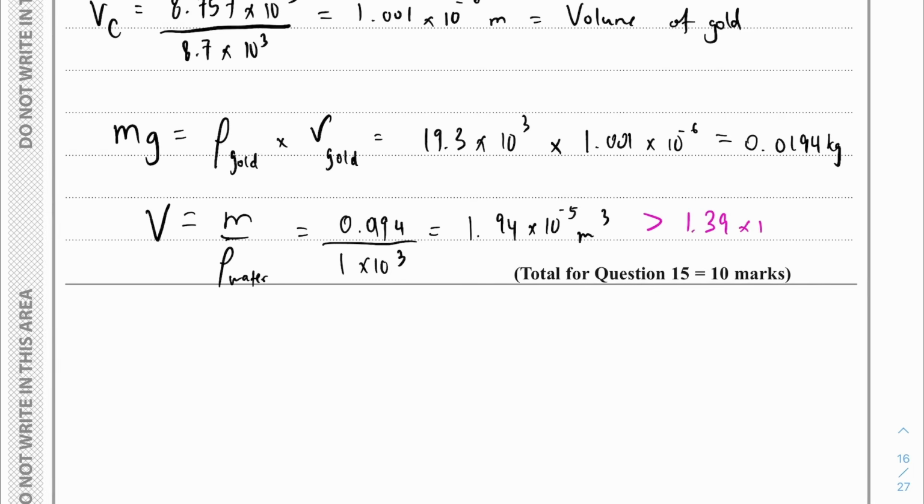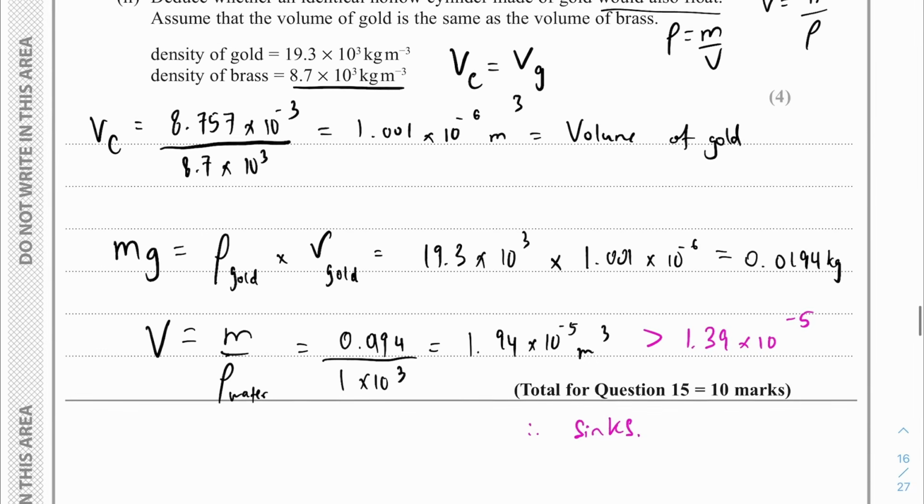1.39 times 10 to the power of negative 5. So does it float? Yes or no? It's greater than 1.39 times 10 to the power of negative 5. So what can we say whether it floats or not? We say that it sinks. That is the final answer.